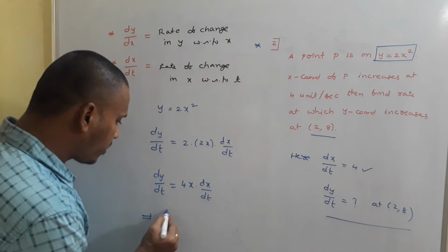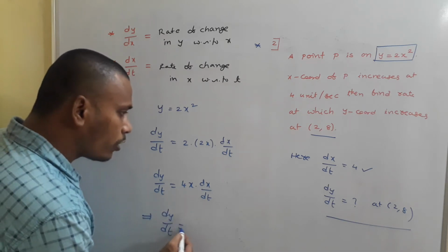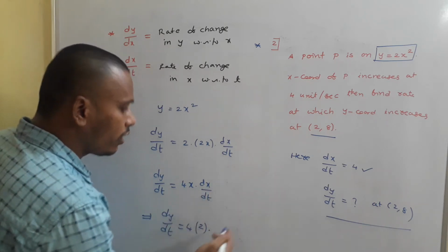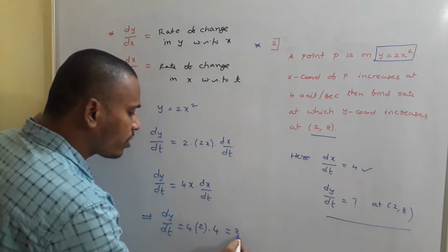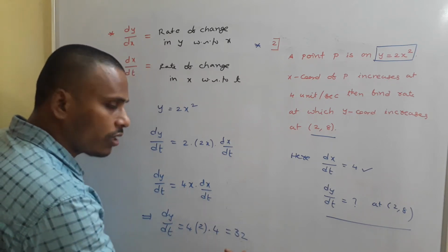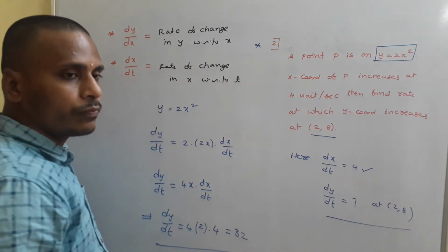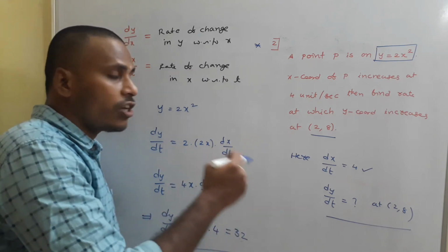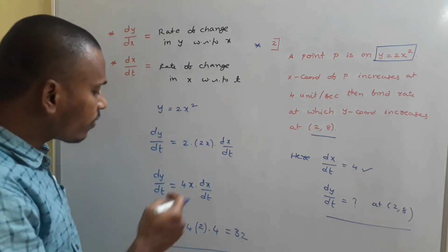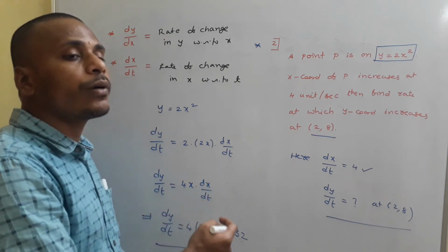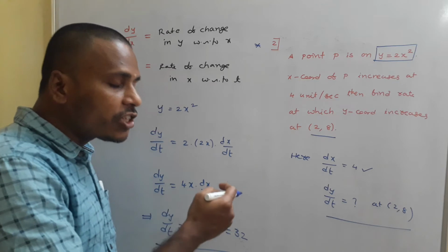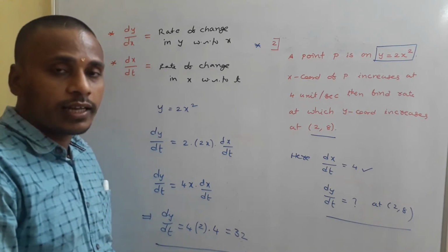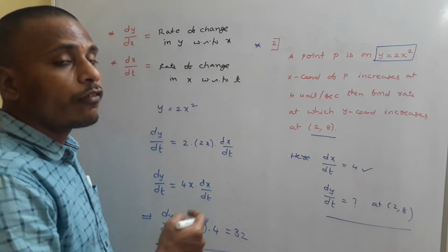So now this implies dy by dt is equal to 4 into x, which is 2, and because dx by dt is 4 as they have given, if you calculate, 4 into 2 is 8, 8 into 4 is 32. So dy by dt is 32. So on this curve, in the surroundings of (2, 8), if x is changing at 4 units per second, then the y value will change at 32 units per second. In 1 second, if there is a change of 4 units in the x coordinate, then there will be a change of 32 units in 1 second for the y coordinate.